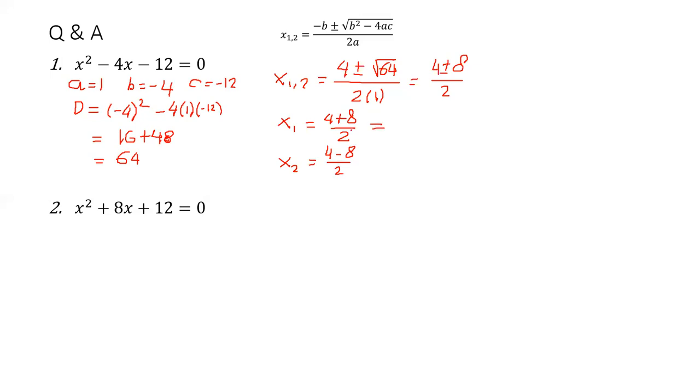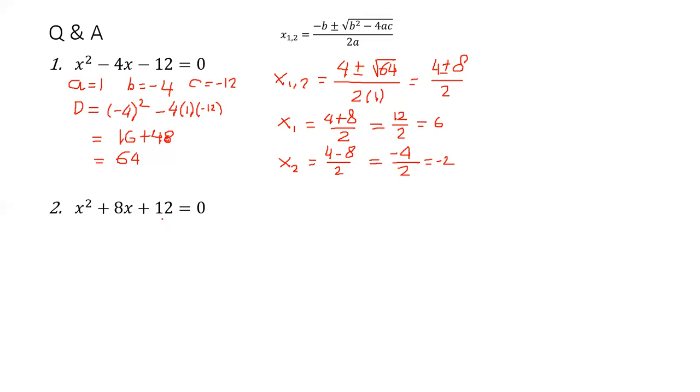Now we will calculate x1. Our first x is 12 over 2 equals 6. And the second x, 4 minus 8 is negative 4, over 2, negative 2. So there are two values of x. The first x is 6 and the second x is negative 2.